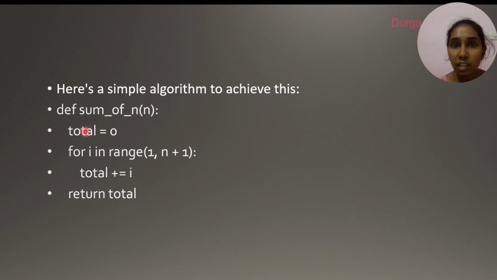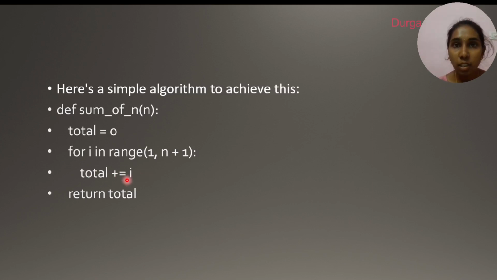Total is equal to 0. Total is a variable. For i in range of 1 comma n plus 1. Range is a function which goes from start to end. Here the starting value is 1 and the ending value is n plus 1. The n value is 5, so 5 plus 1 is 6. So it contains 1, 2, 3, 4, 5. If the condition is true, first i value is pointing to 1 in the given range, so it is true. So total plus equals i. Plus equals is a shorthand assignment operator, which means total is equal to total plus i.